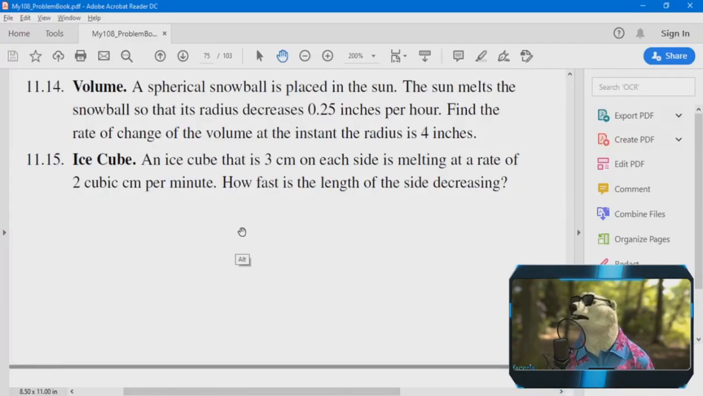It's another volume one. A spherical snowball is placed in the sun. The sun melts the snowball so that its radius decreases at 0.25 inches per hour. Find the rate of change of the volume at the instant the radius is 4 inches. Now this one is simpler than the cone we saw before, but it's just highlighting another volume formula we need to know. So I have a sphere and its volume is changing, so let's draw a picture and set that up.